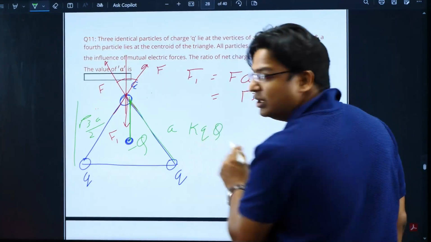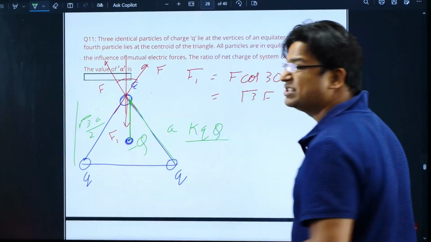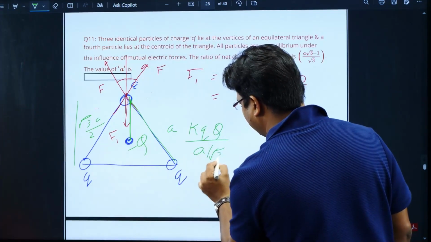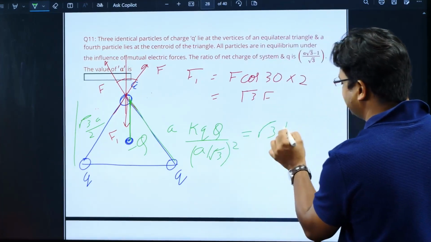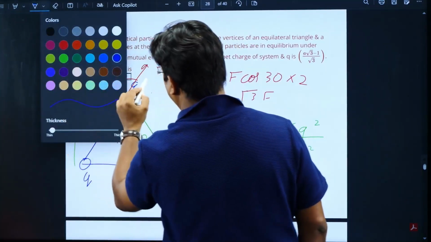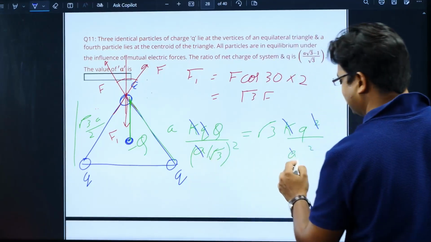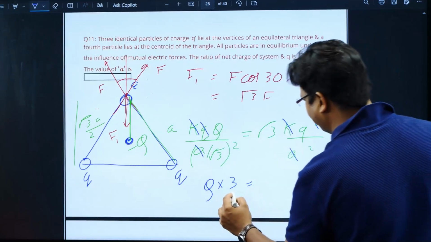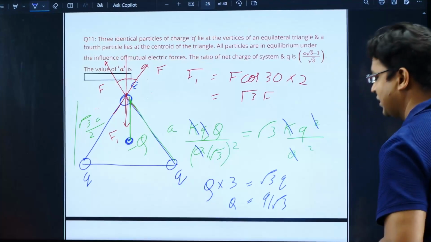So K Q q divided by the square of this distance. This is 2 by 3 of the height, so I end up getting a by root 3. The square of this should be the same as root 3 into F, which is k q square by a square. When I try to solve this, the k gets cancelled, one q gets cancelled, a square will get cancelled, and we will be left with capital Q into 3 equals root 3 q. So capital Q will be q upon root 3.